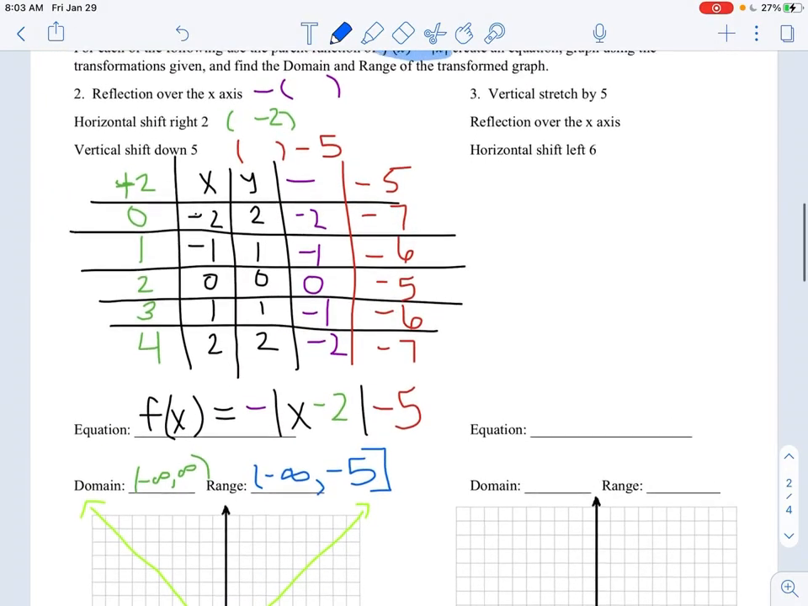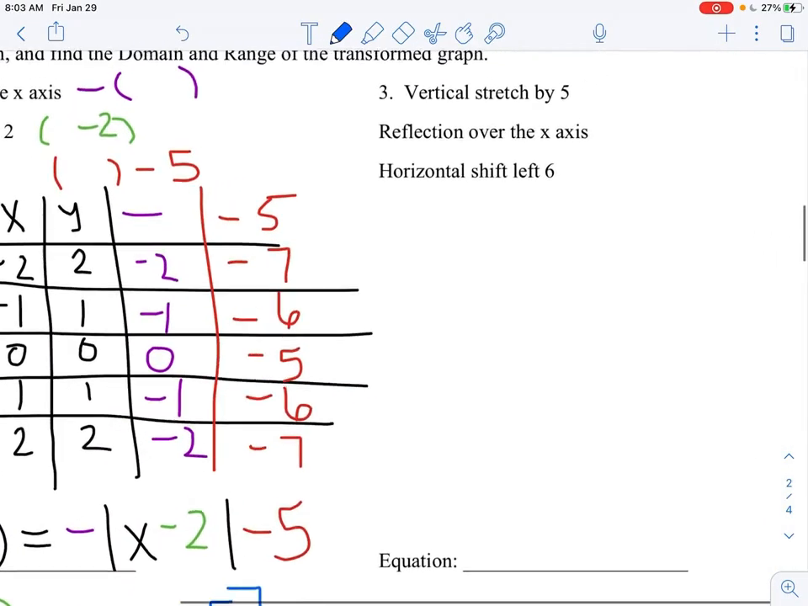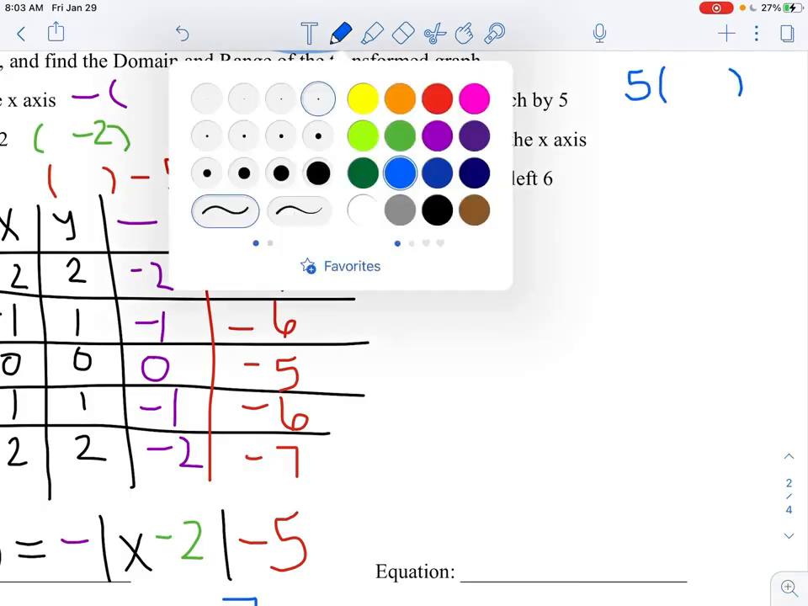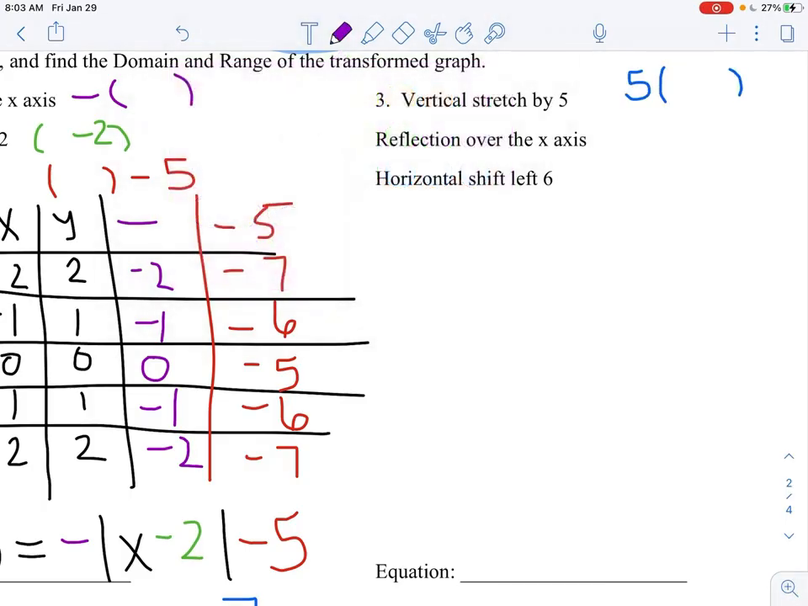Okay, number 3. So we got a vertical stretch by 5. So that means that 5 is on the outside, and it stays true. We have a reflection over the x-axis, so that is on the outside. And then finally, I have a horizontal shift left, so that's going to be on the inside, and it's going to be the left, so the opposite, so +6.